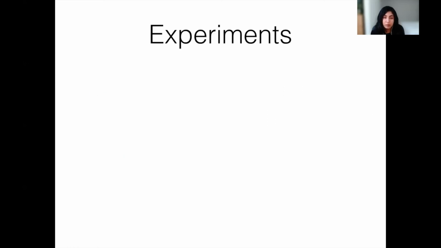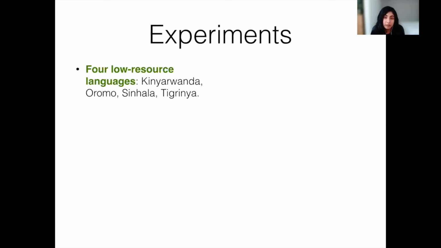We conduct experiments on named entity recognition on 4 low resource languages: Kinyarwanda, Oromo, Sinhala, and Tigrinya. The annotated data sets for named entity recognition in these languages are very low resourced, merely 4 to 13% of the size of the standard CoNLL 2003 English data set that's used to evaluate most state-of-the-art systems.